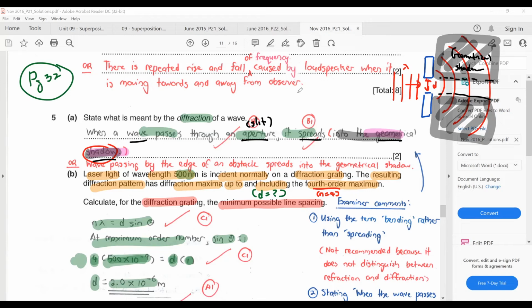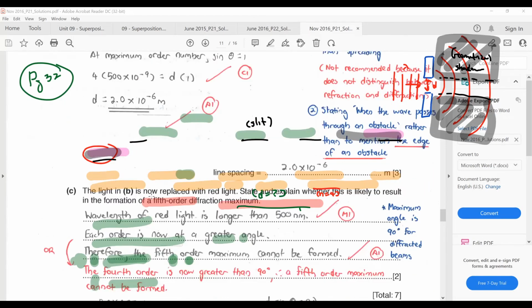All right, so this one is okay. They don't want the N, they don't want the number of lines per unit length. They want the line spacing itself, which is d. Okay, sorry about the mistake.